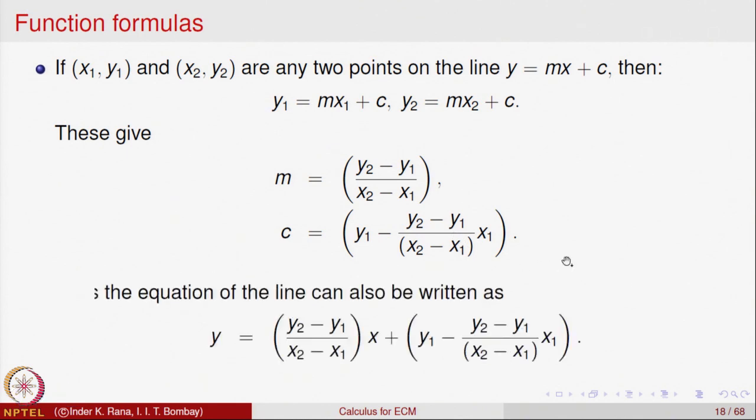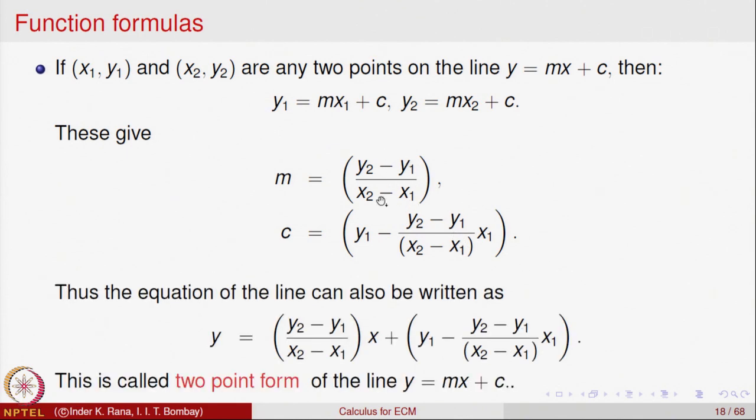So, one can write down the equation of the line y equal to mx plus c in the form y is equal to y2 minus y1 divided by x2 minus x1 multiplied by x plus c, and the value of c as calculated above is y1 minus y2 minus y1 divided by x2 minus x1 into x1. This form of the linear equation, this form of the line, is also called the 2-point form of the line y equal to mx plus c.